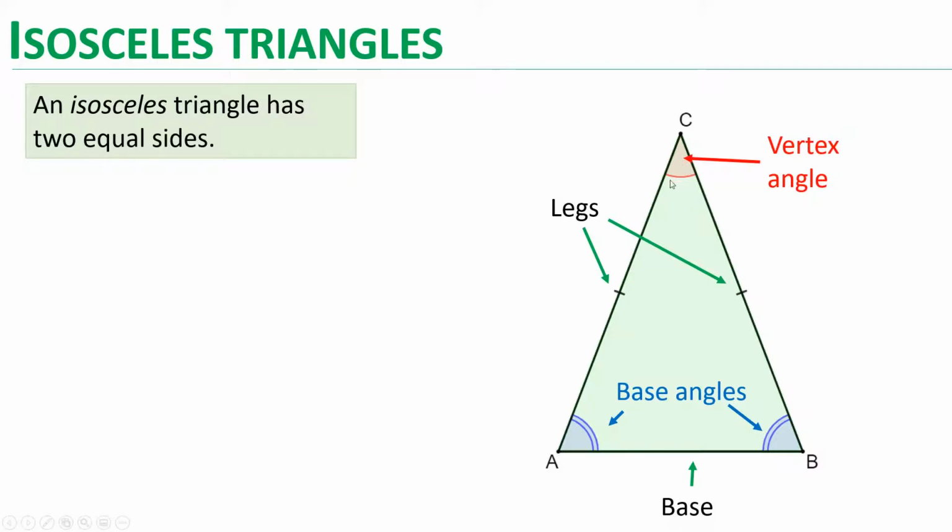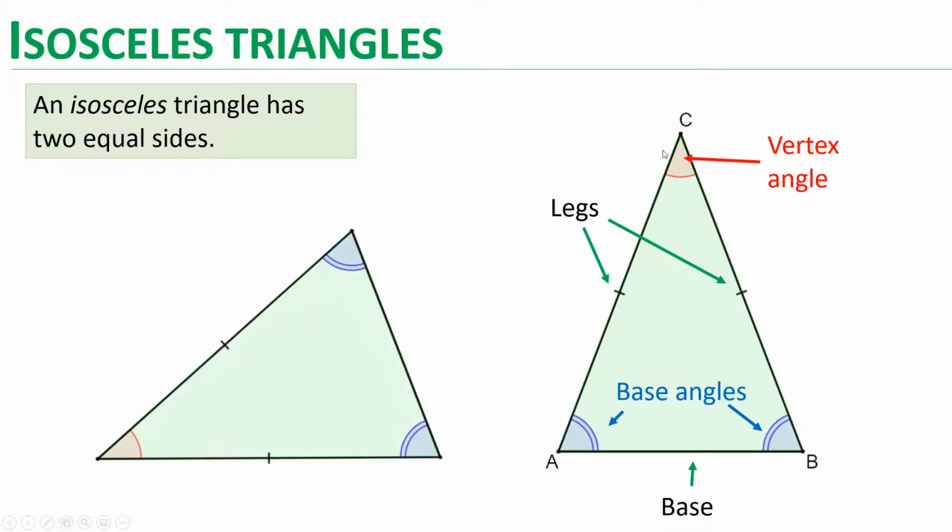Mind the fact that these names depend on what the equal sides are. The vertex angle is not always at the top. For example, in this triangle, the legs are here, so this is the base, so these are the base angles, and this is the vertex angle.